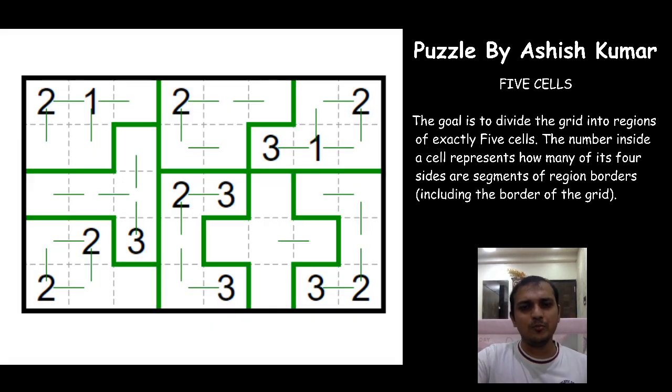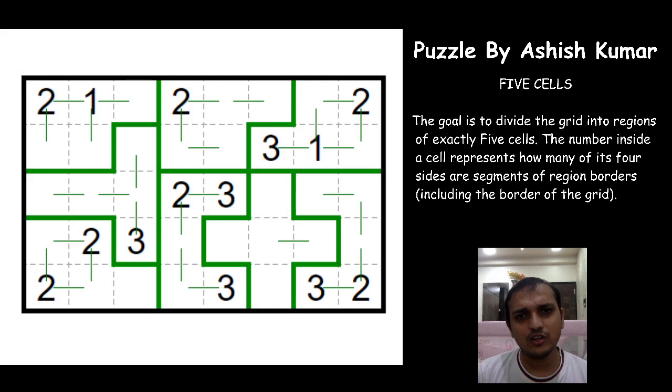Okay, so we have completed the puzzle. These kinds of puzzles are quite intuitive, and you have to see a bit ahead, like what happens if it's not a part of the region, or do we get a 5 cell region if we close a segment here or something like that.